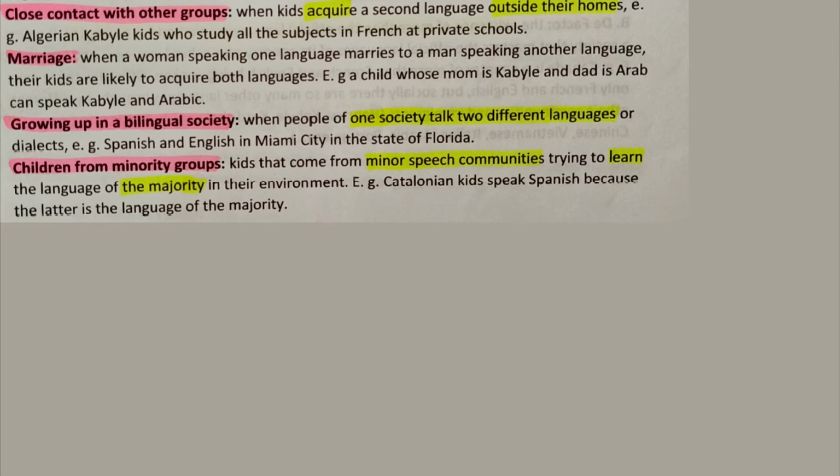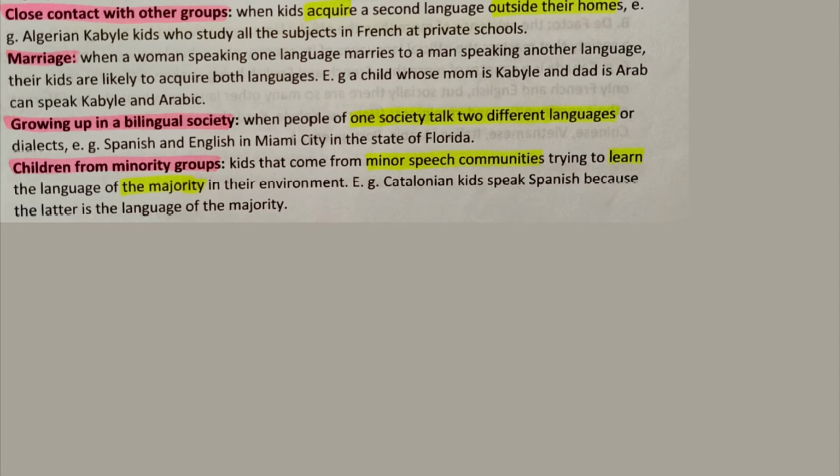And we have children from minority groups. What do you mean by that? It is when kids come from minor speech communities trying to learn the language of the majority. And they learn the language of the majority in the environment of the majority. For instance, if you take Spain, Catalonian kids speak Spanish because the latter is the language of the majority. Okay, because Spanish is the language of the majority.